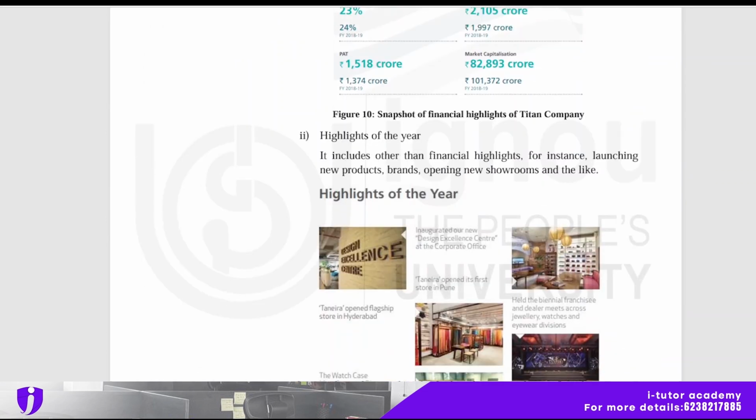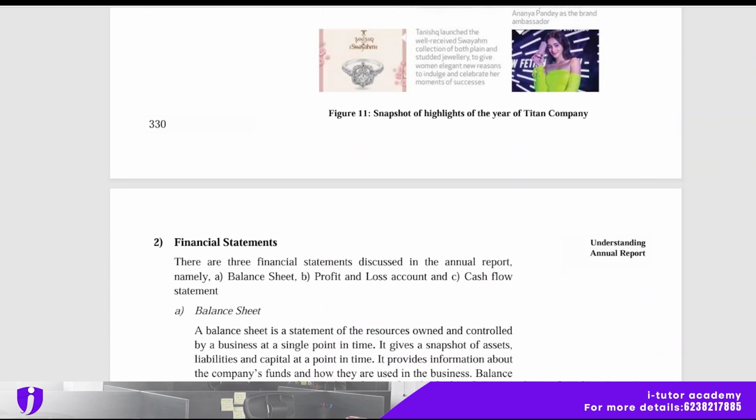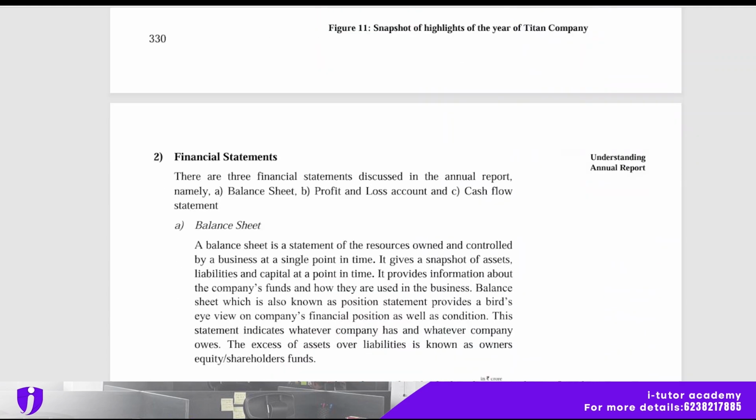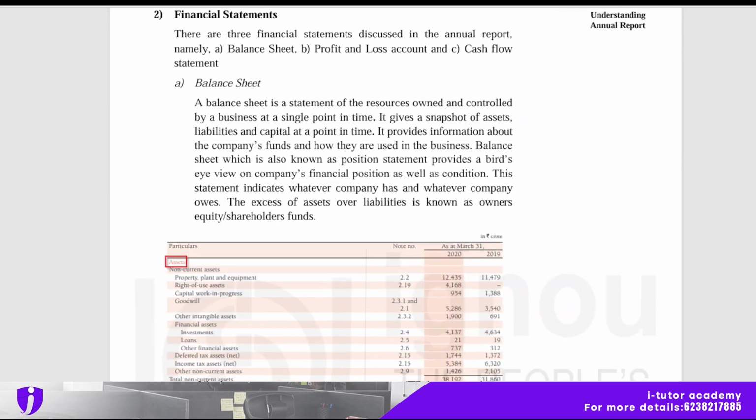Highlights of the year. It includes things other than financial highlights, for instance, launching a new product brand, opening a new showroom, and the like. And a snapshot of the highlights of the year of Titan Company. Financial statements. There are three financial statements discussed in the annual report, namely the balance sheet, profit and loss account, and cash flow statement. Balance sheet.